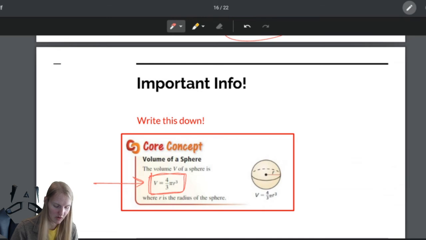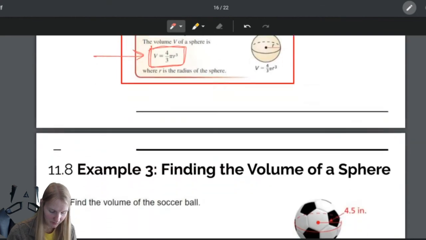So, this is the important thing to remember. The volume of a sphere is 4/3 pi r cubed. Again, do I expect you to memorize this? No. But is it difficult to memorize? No. You could memorize it. Where r is the radius of the sphere, of course. So make sure you've written that down. And then let's move on to our last example.